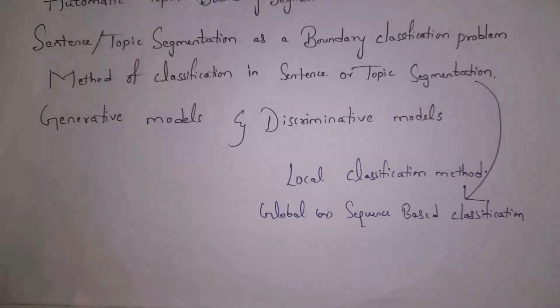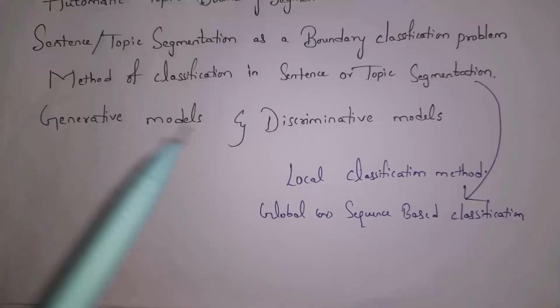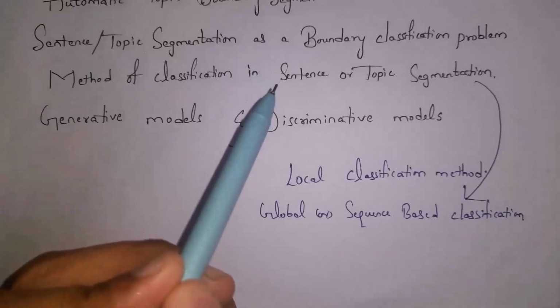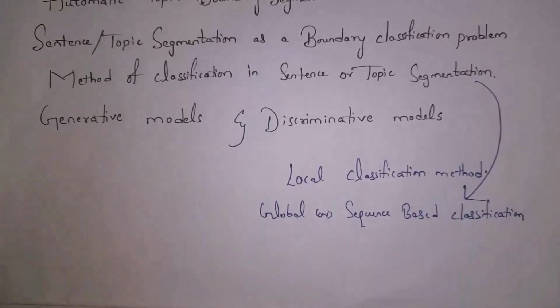Next I will explain the methods of classification in sentence or topic segmentation. Guys, there are two classification methods. One is the local classification method and the second one is the global classification method. We also call the global classification method sequence based classification. Guys, whenever you get this question in an exam, at first you need to explain what is sentence segmentation and topic segmentation, and then you need to explain these methods.